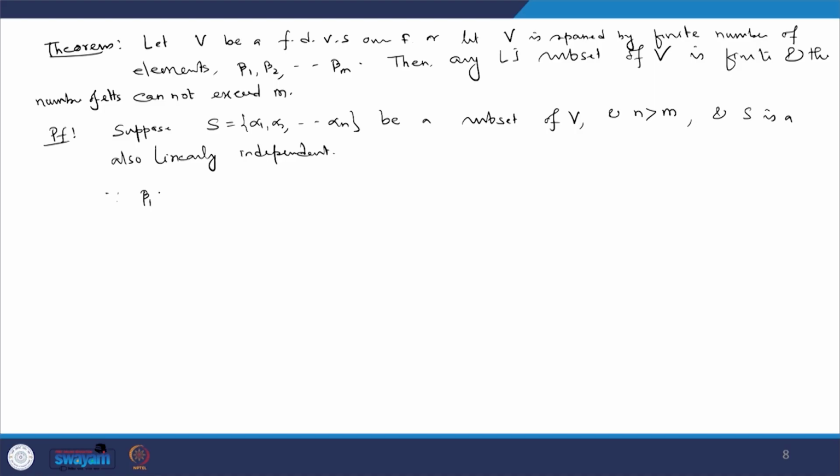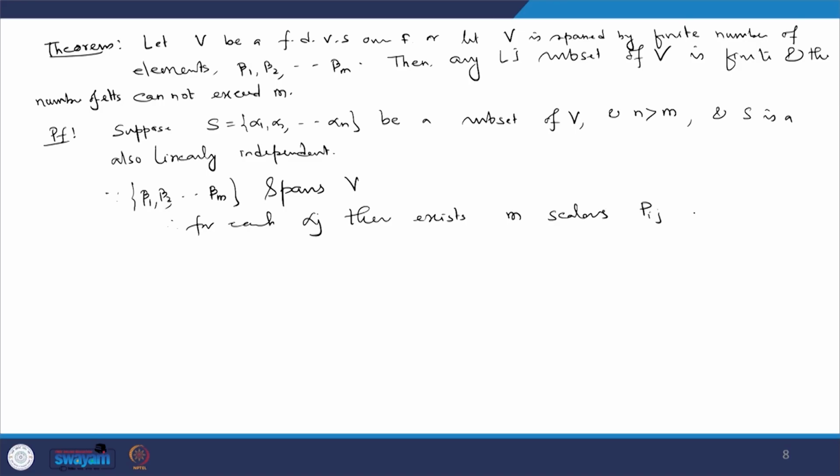Since the set beta 1, beta 2, ..., beta m spans V, for each alpha j there exist m scalars, say Pij belonging to capital F, such that alpha j equal to the sum of Pij beta i, for i equal to 1 to m.